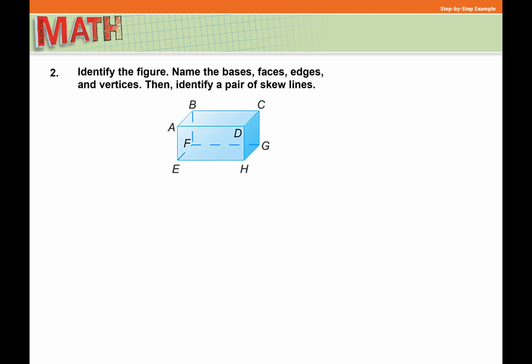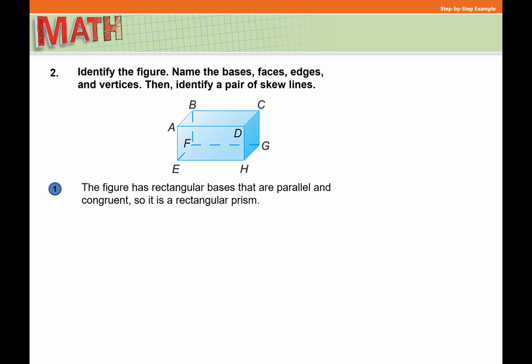Okay, let's identify the figure, this one here, and keep moving on. So the figure has rectangular bases. Notice, it has rectangular bases that are parallel and congruent, so it's a rectangular prism. Now, which one do we want to pick? Well, this is one of those cases where we could pick any of the pairs of bases that are congruent and parallel, and we would call them our bases. So you might say A, B, C, D, and E, F, G, H are my bases.